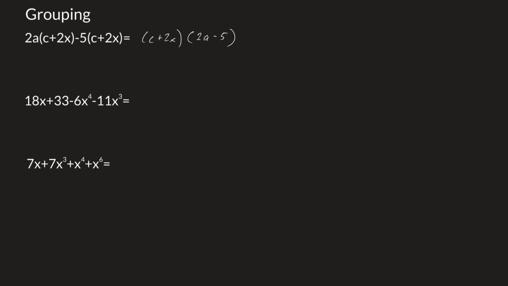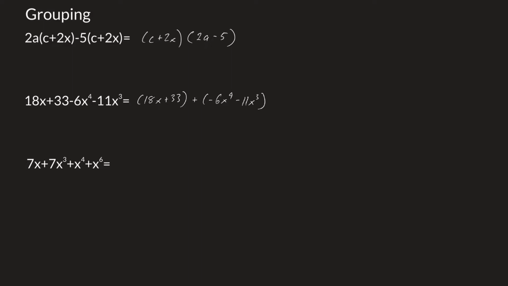So let's take a look at the second example here. Not as nice as the first one, not as easy or trivial, but it's the same idea. Let's take a look at the first two terms and see if we could factor anything out of there, and then we'll take a look at the other two terms to see if we could get any greatest common factors between these two. Well, 18x plus 33, let me rewrite that. 18x plus 33, that way it gives us a better visualization, plus negative 6x to the fourth minus 11x cubed.